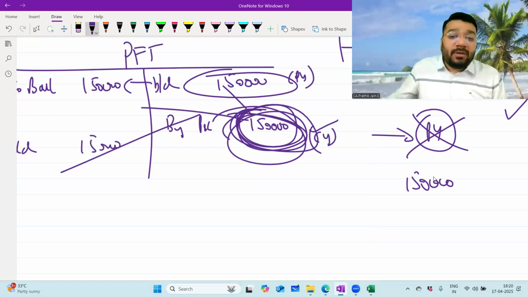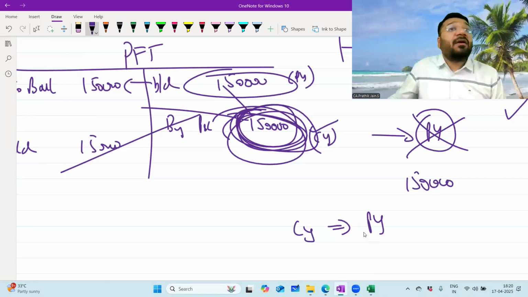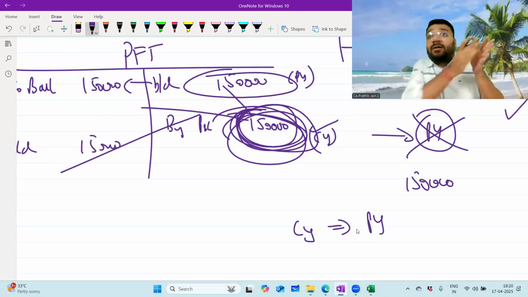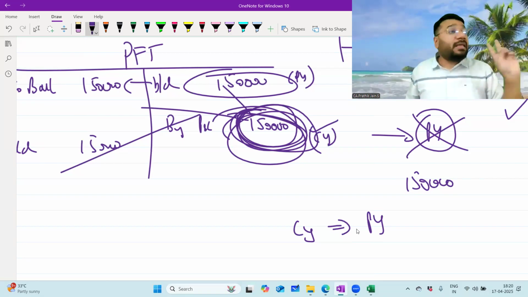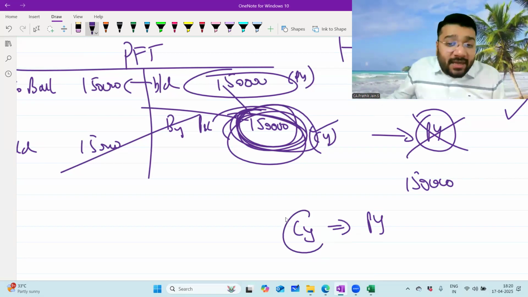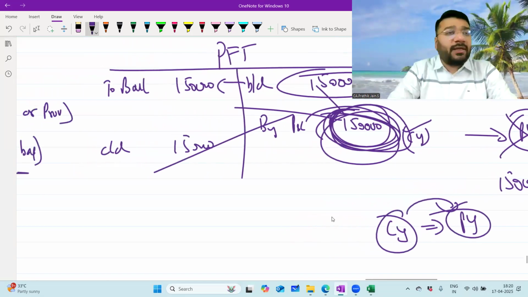When will I assume that current year provision is equal to previous year provision? First condition, it has to be a continuous business. Second, previous year also there should be profit. Then it is assumed that whatever is current year provision is the same provision of previous year. Logic clear or not clear?